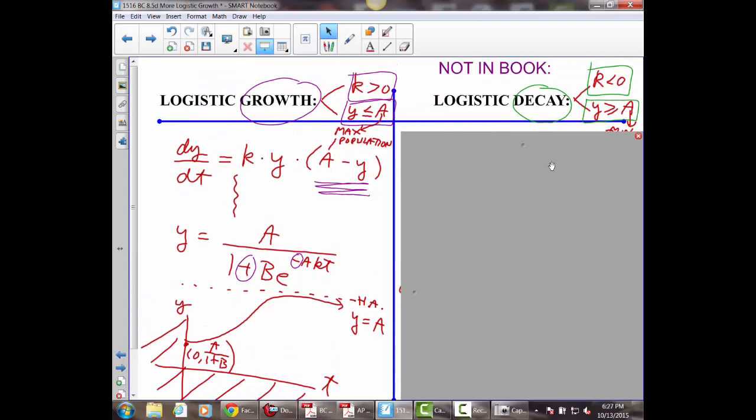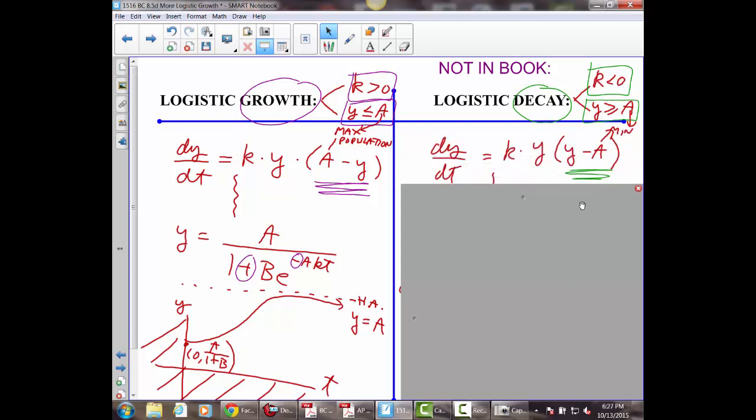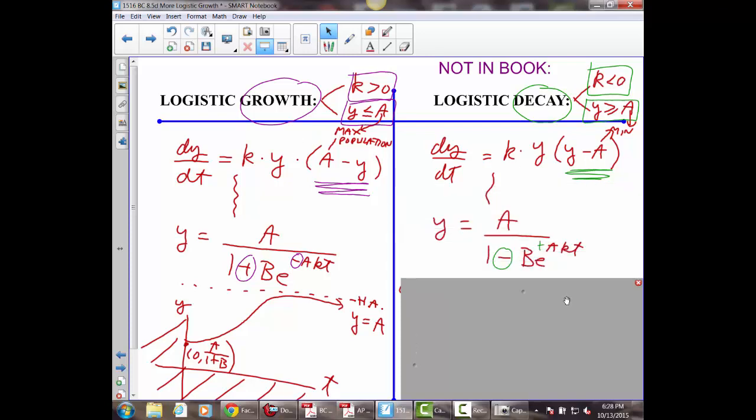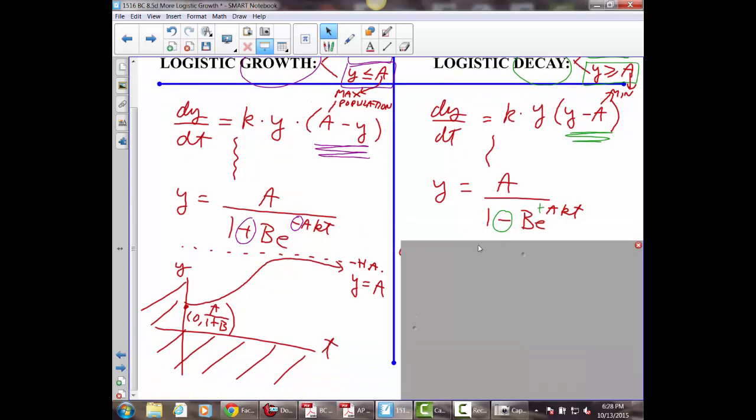But not in the book is logistic decay. What happens with logistic decay is K is less than 0, but Y is greater than or equal to A. A is a minimum instead of being a maximum. So the equation looks almost the same. This is A minus Y, that's Y minus A. Again, if you were to solve it, which will take many steps, the difference would be that this would be a minus here instead of a plus, and this would be a positive here instead of a minus.